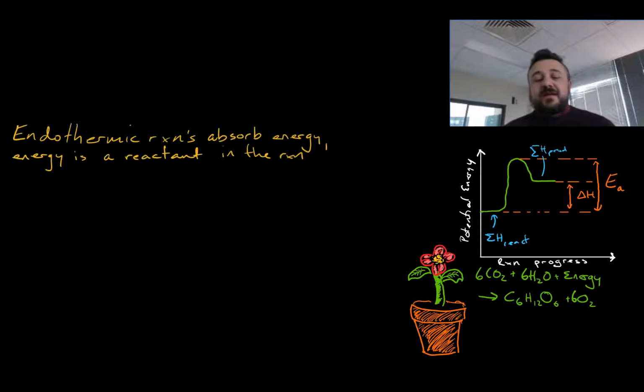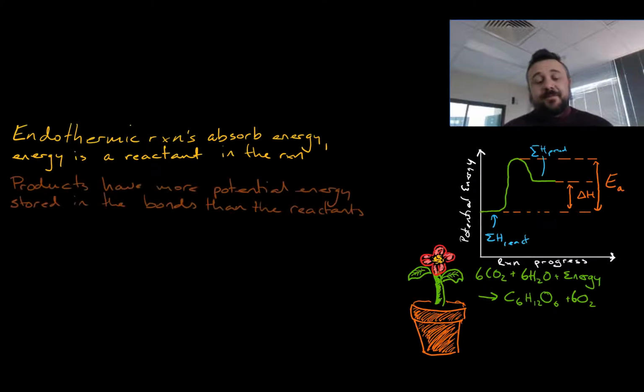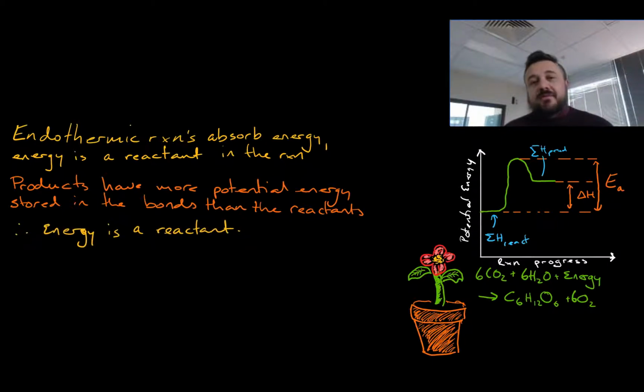So now let's have a look at an endothermic reaction. Endothermic reactions absorb energy, okay, and we can see that in our graph here. We have more energy stored in the products than we do the reactants. That's the activation energy, so ignore that part for the moment. And we see that the reaction has to climb up here, so the bonds have more energy, so it has to absorb energy. Energy is a reactant in the reaction. So products have more potential energy stored in the bonds than the reactants. Nice, pretty straightforward. Therefore, energy is a reactant.